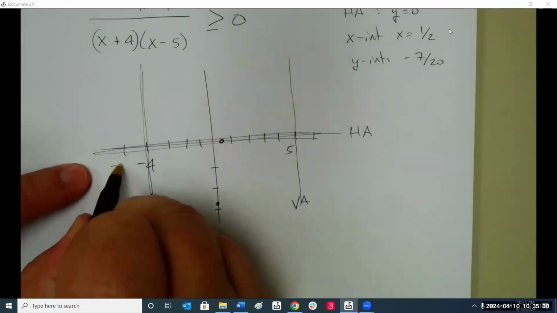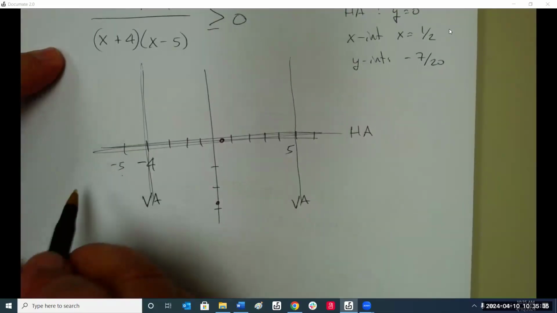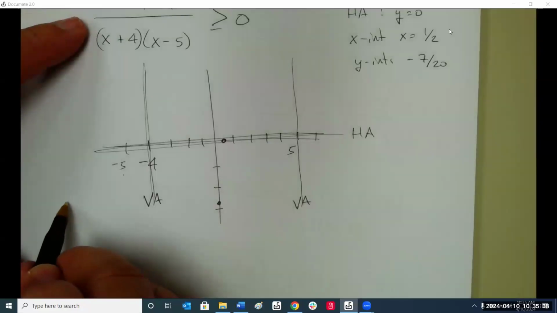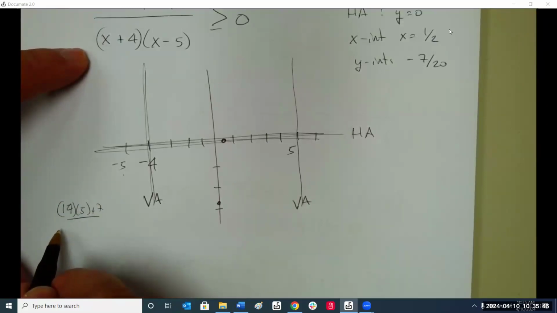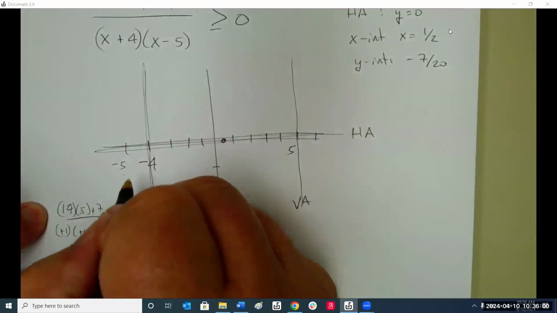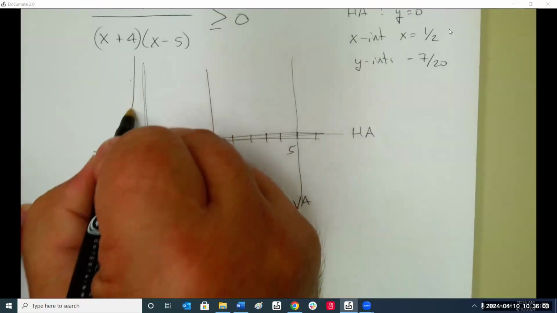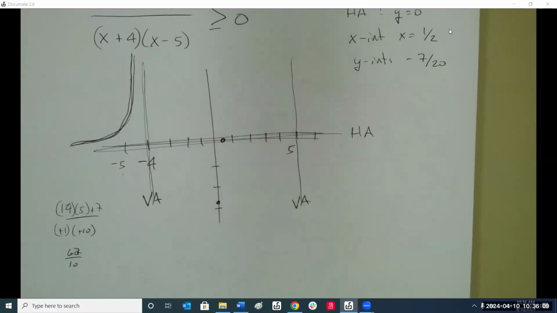So let's pick a value on the left side of the left vertical asymptote, at -5. We get negative makes it a positive. 5 times 14 plus 7, -1, -10. So it's going to be positive 67 over 10. So on the left, that'll be that graph.